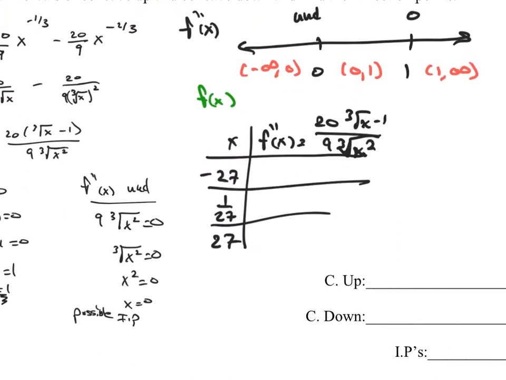Let's think about this. The denominator, always, you're going to take that number and square it, which is positive. The cube root of that's positive times 9 is positive. So no matter what we chose, that denominator is going to be positive.